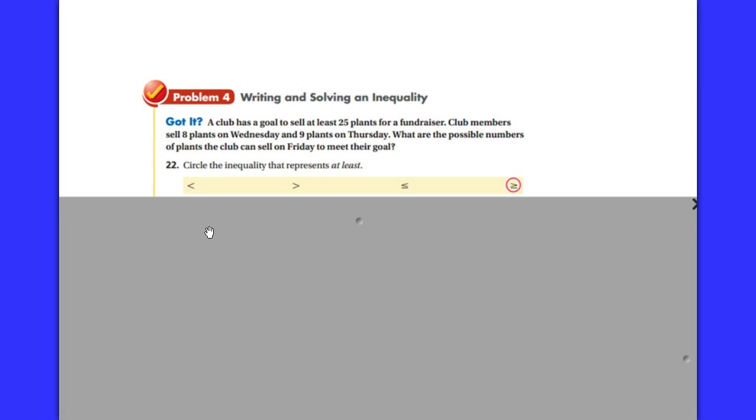It says a club has a goal to sell at least 25 plants for a fundraiser. Club members sell 8 plants on Wednesday and 9 plants on Thursday. What are the possible numbers of plants the club can sell on Friday to meet their goal? So the key word here is the phrase at least. They have to sell at least 25 plants.